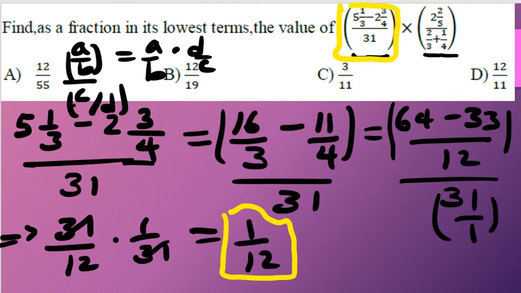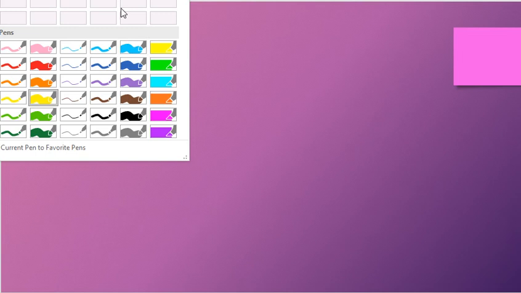What does it say? 2 full, 2 over 5, the whole over 2 over 3 plus 1 over 4, it says. Therefore, what to do here? Again, this one has to be changed into a mixed proper fraction. 2 times 5, 10. First multiply here, okay? 2 times 5, 10 plus 2, 12 over 5.